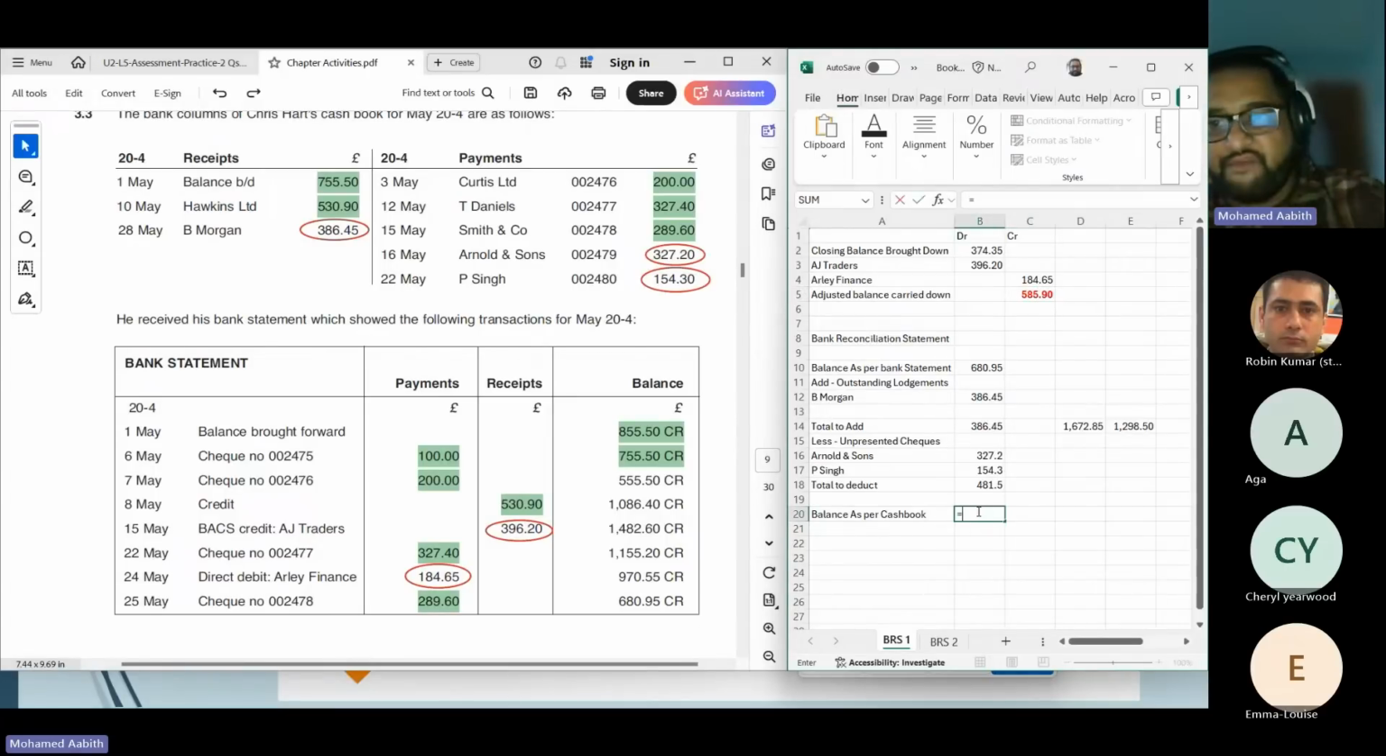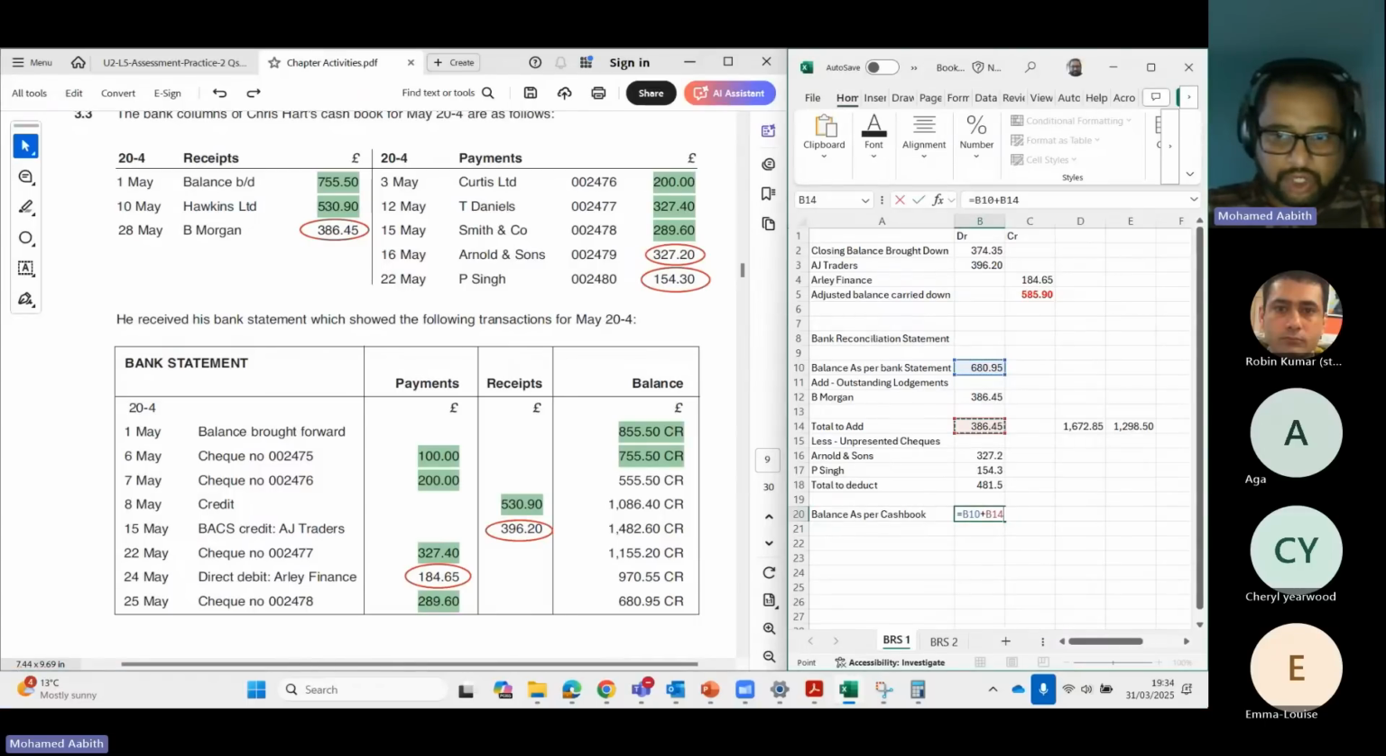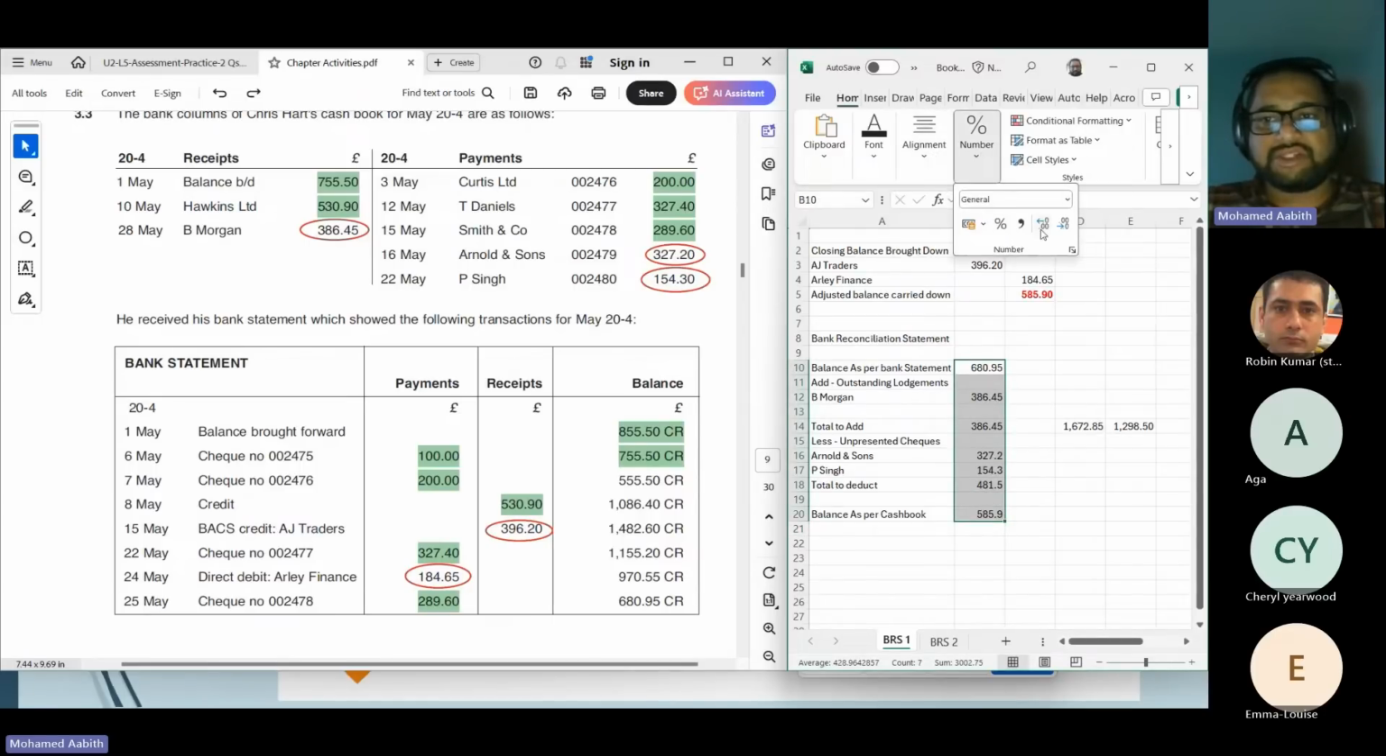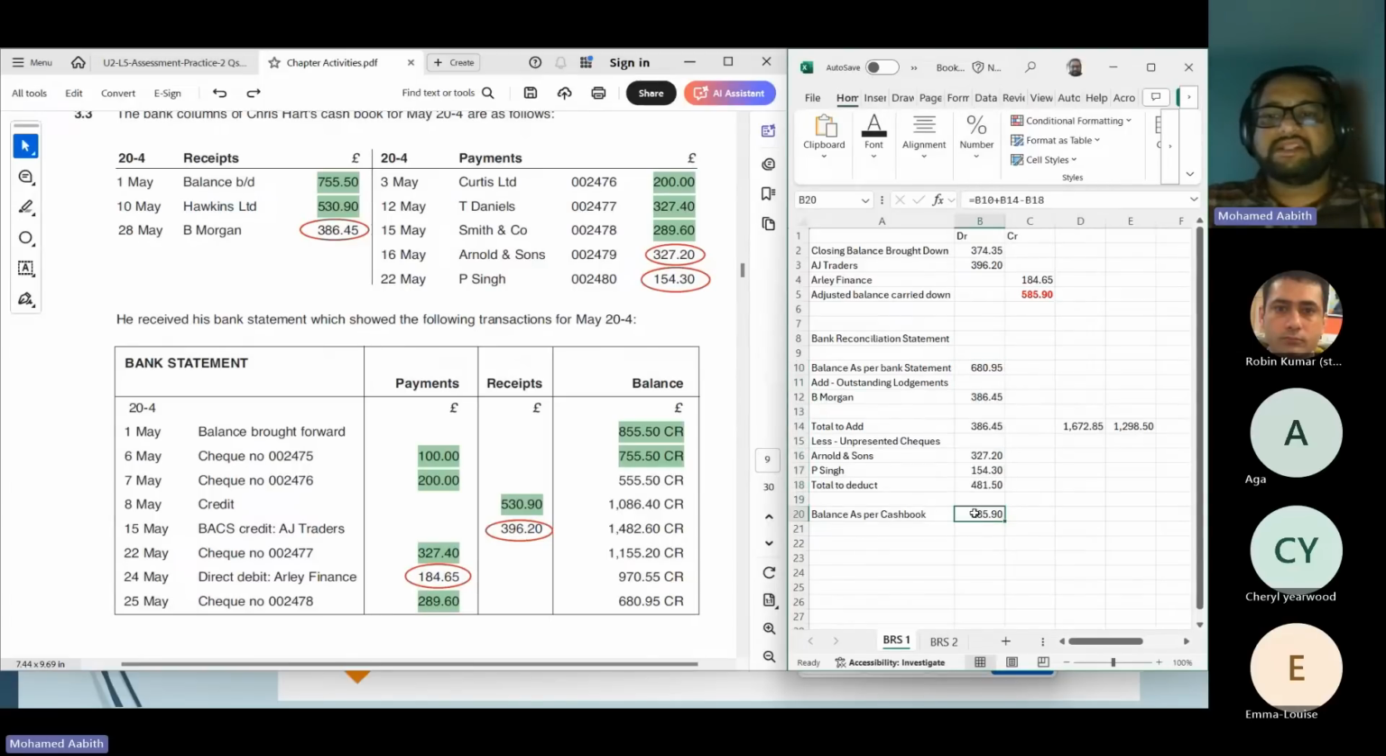So we're going to have this balance, add the total to add, and take away that number. Let's see, will we get 585 pounds and 90 pence? Yes, we did get 585 pounds 90 pence. Let me just do one more decimal here. This number we have achieved by completing the bank reconciliation. That is a magical feeling when you see that your bank reconciliation actually matched.